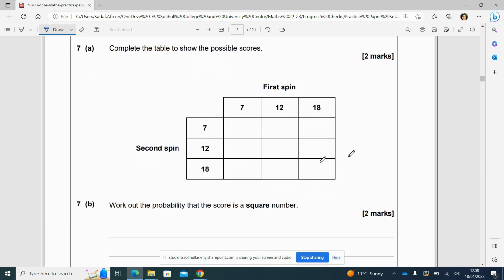Okay, so we have a two-way table here. We need to fill in the missing numbers of this two-way table first. Okay, so first spin and the second spin. This column is telling you the second spin and this is telling you the first spin. So we're adding both numbers together. So that will give us 7 plus 7, which is 14, 19, 25. Okay, 12 plus 7, which is 19, 24, 30, 25, 30, and 36. So we have all of these numbers here.